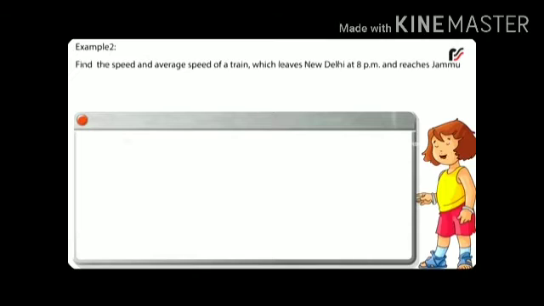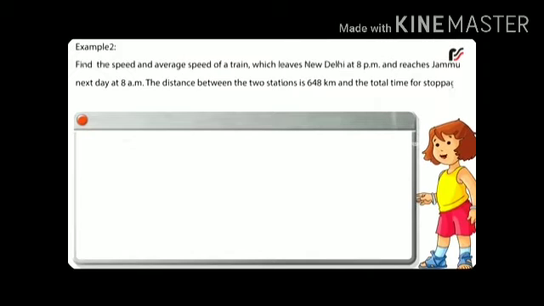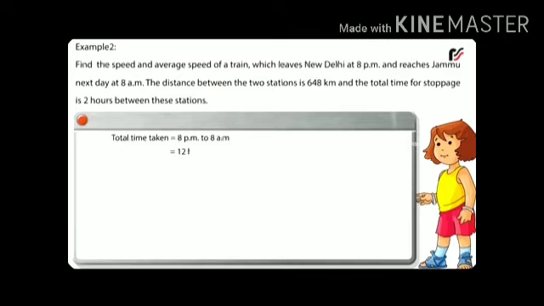Example 2. Find the speed and average speed of a train which leaves New Delhi at 8 p.m. and reaches Jammu next day at 8 a.m. The distance between the two stations is 648 km and the total time for stoppage is 2 hours between these stations. Total time taken is equal to 8 p.m. to 8 a.m., is equal to 12 hours. Time for stoppage is equal to 2 hours. Actual time taken is equal to 12 hours minus 2 hours, is equal to 10 hours.